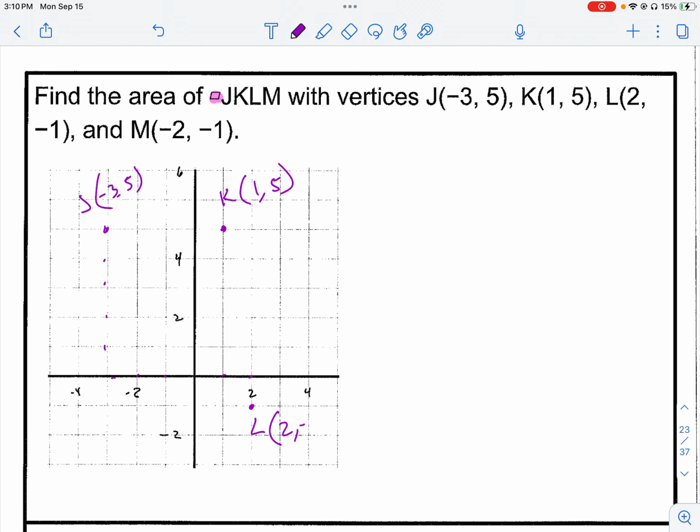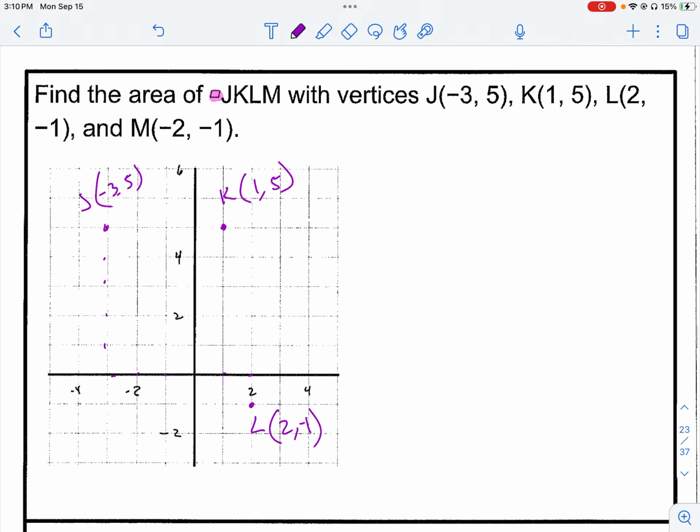L is 2, -1, so there's 2, there's -1. And then M is -2, -1. All right, so here we have a sketch of our handy dandy little parallelogram that we're going to find the area of.